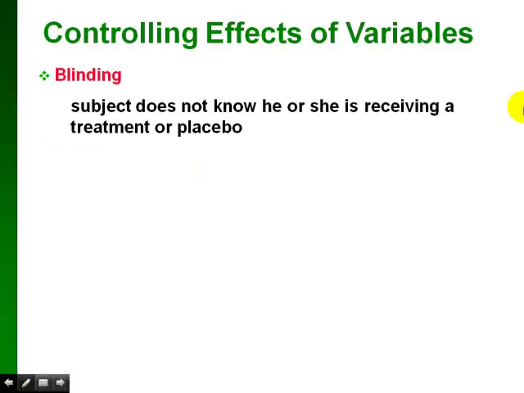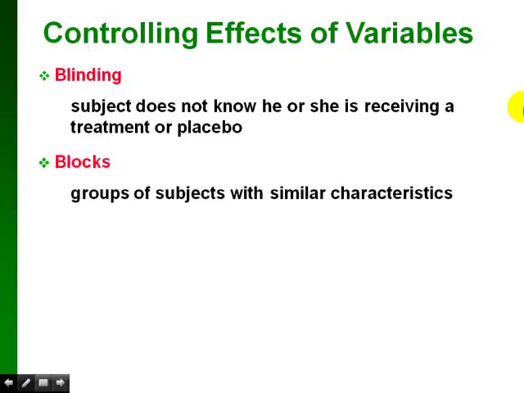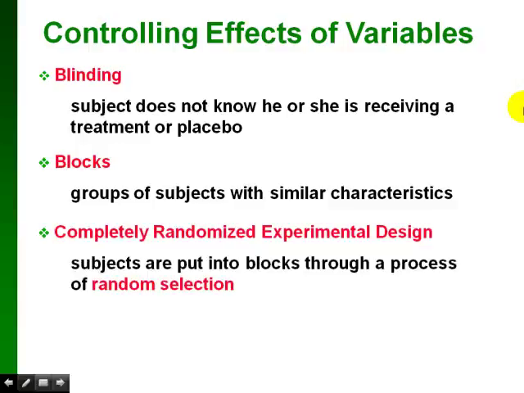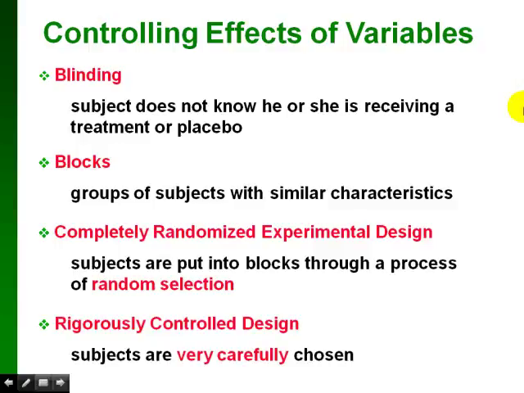Now, to control effects of different variables or factors, one way to do this is by blinding. You've probably heard about blind studies or double-blind studies. Blinding means that the subject doesn't know he or she is receiving either a treatment or a placebo, so he doesn't know which one he's receiving. Blocks in experiments are groups of subjects with similar characteristics. If you have a completely randomized experimental design, that means the subjects are put into blocks through a process of random selection. And a rigorously controlled design means that subjects are very carefully chosen.